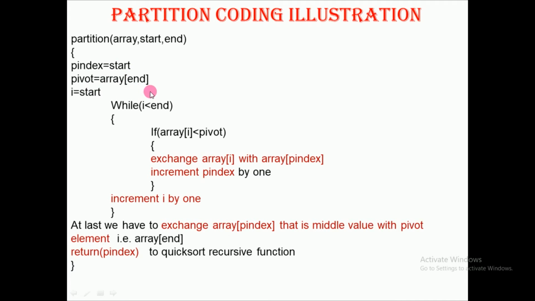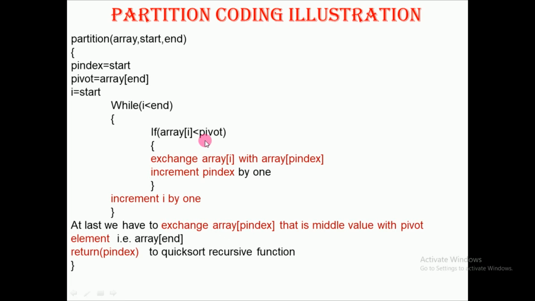P index equal to start. If the start is 0, P index equal to 0. Pivot is equal to array of end. If end is 5, then pivot is equal to array of end, that means array of 4, 5 minus 1. I is equal to start, I is equal to 0, to move through all the values in the array. While I less than end. This is the looping process to find out the P index position. While I less than end, it continues.